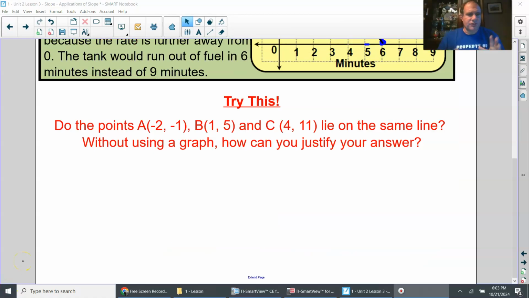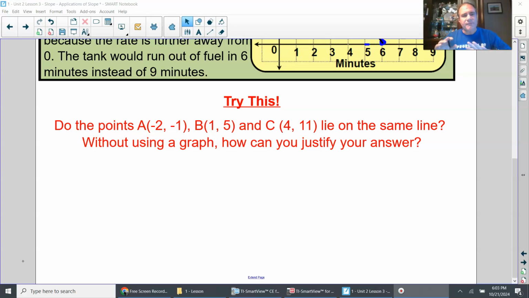Okay, so it says try this. Do the points A (-2, -1), B (1, 5), and C (4, 11) lie on the same line? Without a graph, how can you justify your answer? With a graph, you would just try to graph these and see if they are on the same line, because remember, a line has a constant slope.